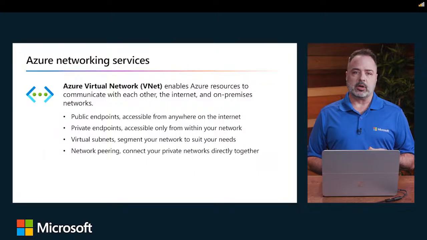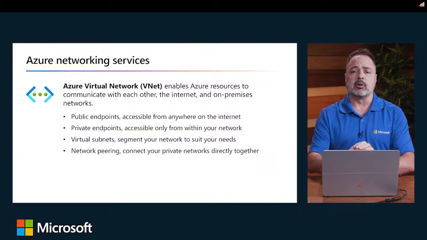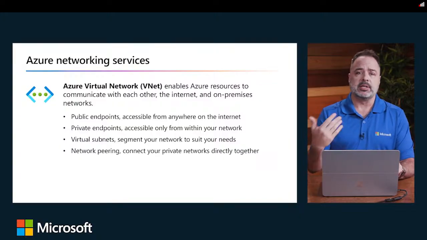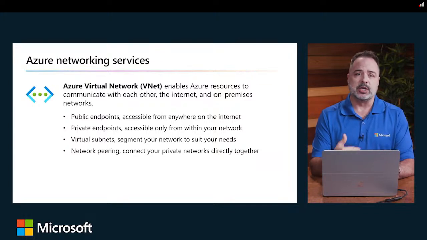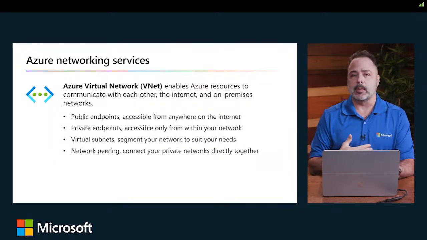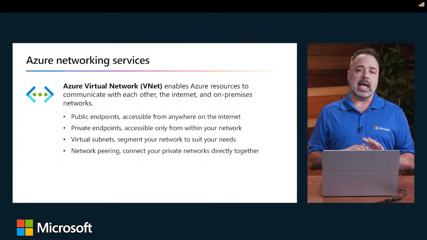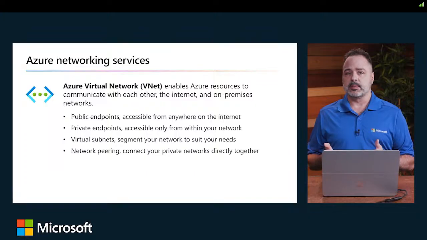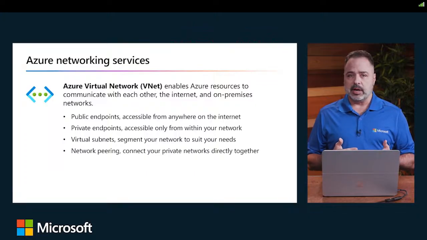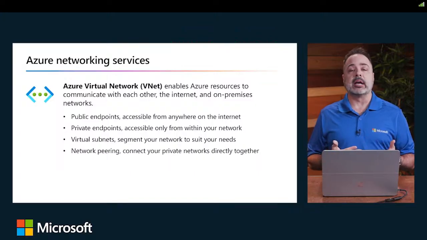VNets enable you to create a logically isolated network in Azure. You can define your own IP address space, create subnets, and configure route tables and network gateways. This allows you to control the network topology and manage traffic flow within your Azure environment. Public endpoints on a VNet are accessible from anywhere on the internet, allowing external users to access your resources. Private endpoints, on the other hand, are accessible only from within your network, providing an additional layer of security.